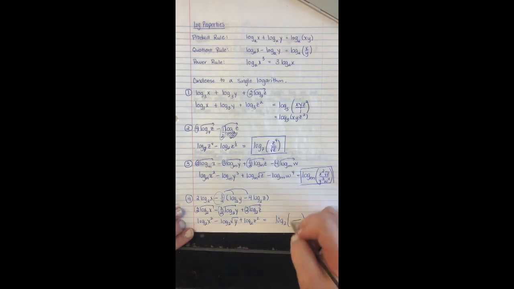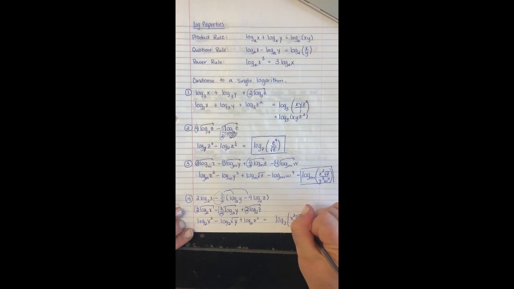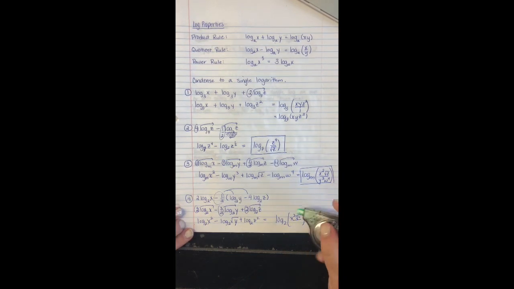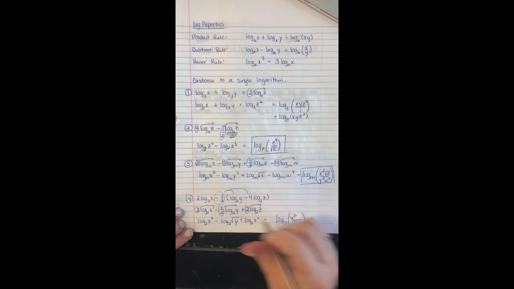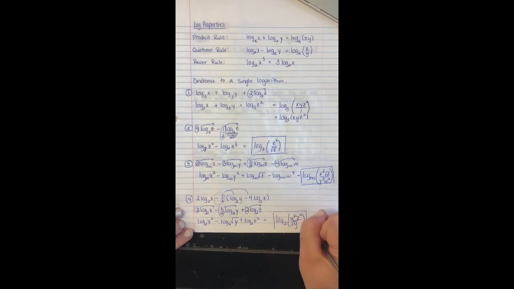Positive log x squared goes in the numerator. Negative log square root of y actually goes in the denominator. Okay, I should use a pencil. And positive log z squared means z squared goes in the numerator, and that is my final condensed expression. Okay, so positive log numerator, negative log denominator.